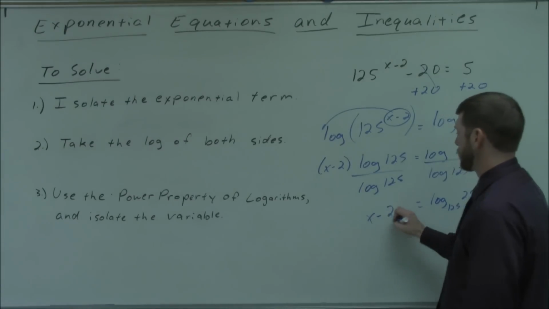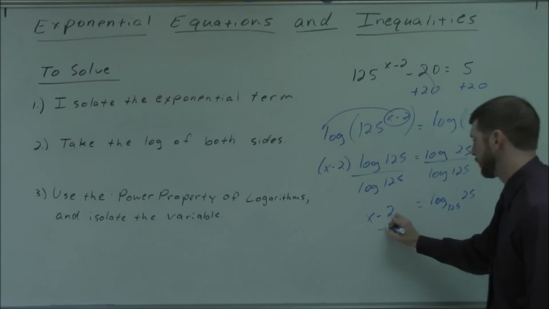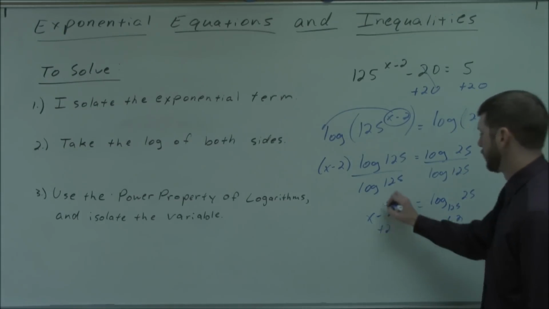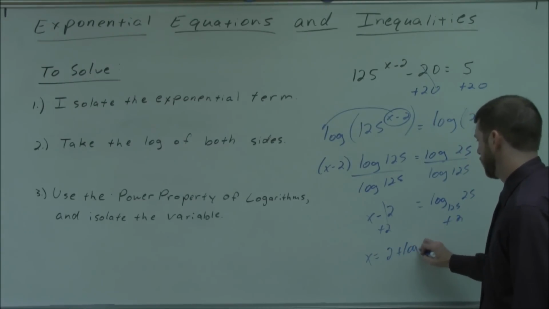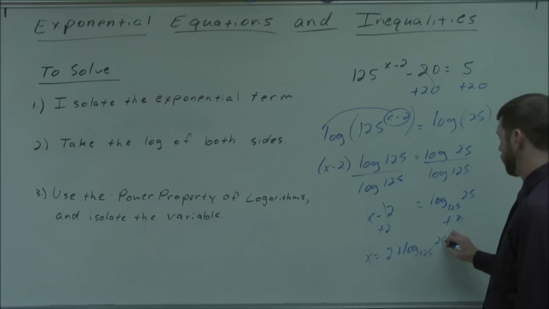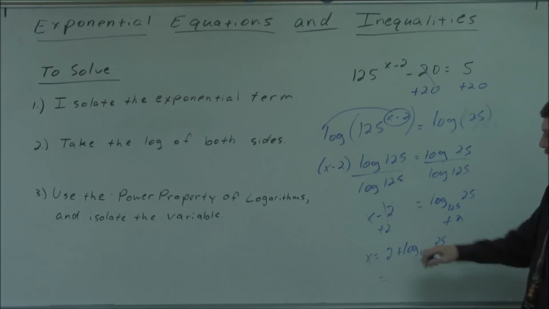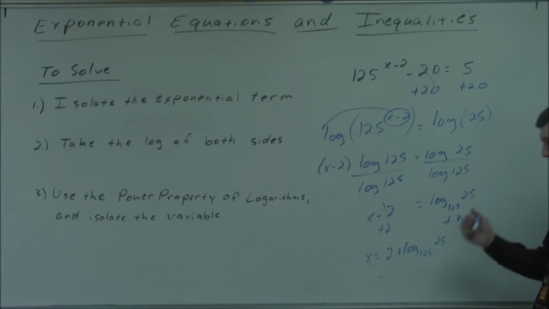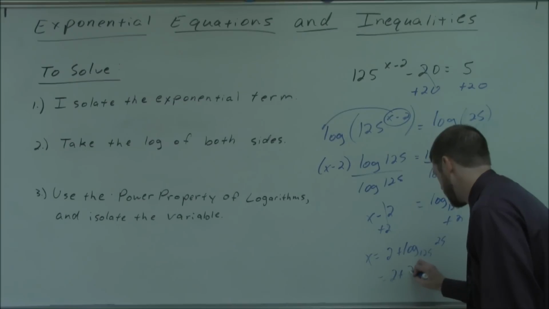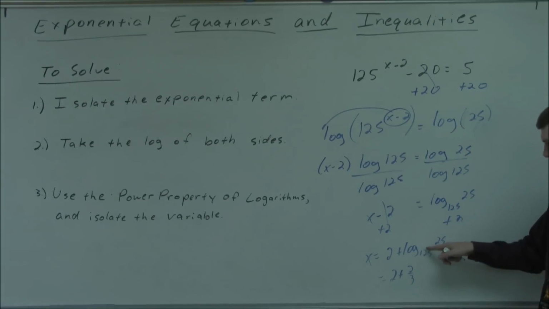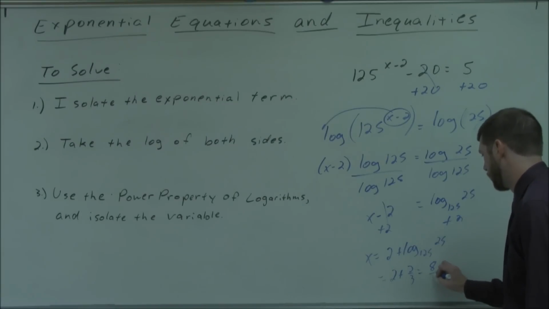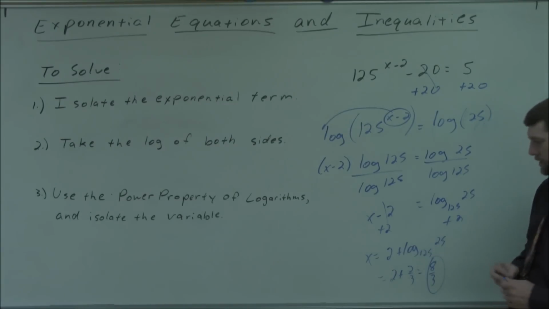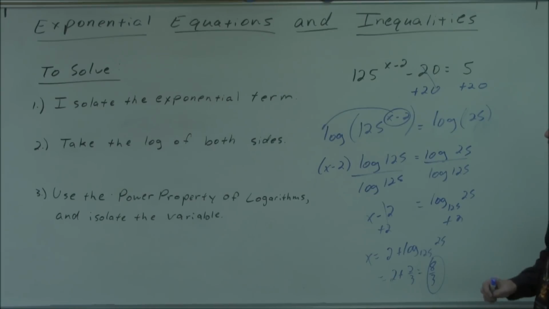And we're left with x minus 2. And how do we finish getting x by itself? Add the 2. So x is equal to 2 plus log base 125 of 25. If you do a quick change of base formula on that, since they're both powers of 5, you should get 2/3, right? 5 squared is 25, 5 cubed is 125. So we end up with x equals 8/3 as our final answer there.